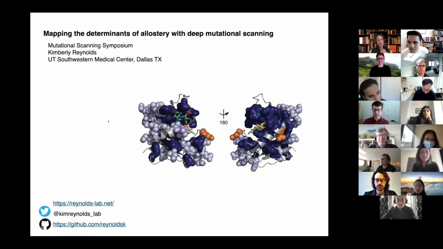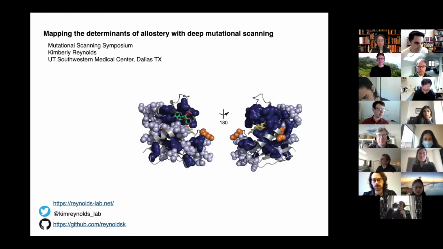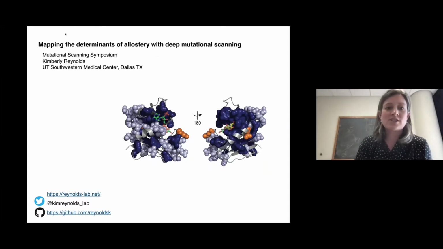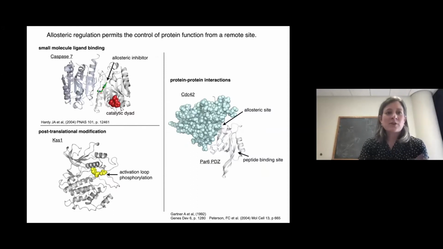Okay, so first of all, thank you to the organizers for the invitation to speak here today. It's really a pleasure to be here and be able to share some new science from my lab with all of you. And I'm going to be telling you about some relatively new work mapping the determinants of allostery using deep mutational scanning. Okay, so as many of you know, allosteric regulation really permits the control of protein function from a remote site.